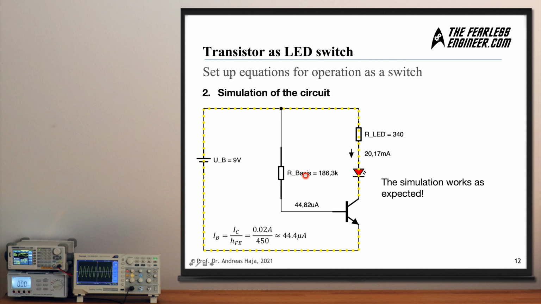If we enter all these values correctly, as we have just computed them using our equations, we can see that the current flow through the LED is roughly at 20 milliamps, and also the current flow through the base is as we have expected it to be. We expect it to be 44.4 microamps, and now it's here in the simulation at 44.82 microamps. And this is very close to what we expect. So the simulation shows that our formulas work correctly.